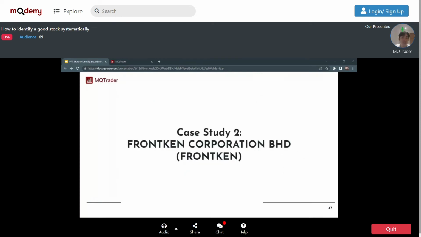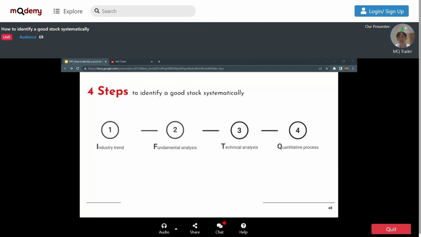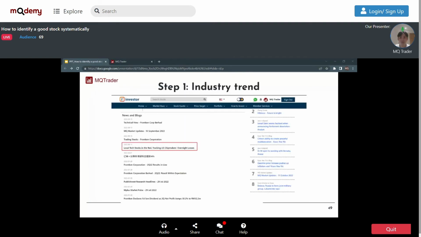Then we move on to our second case study for the day, the famous Malaysian tech stock, Frontken. Once again, we repeat the 4 steps, starting with the first one, our industry trend. This time, we check the news from the i3 Investor website.